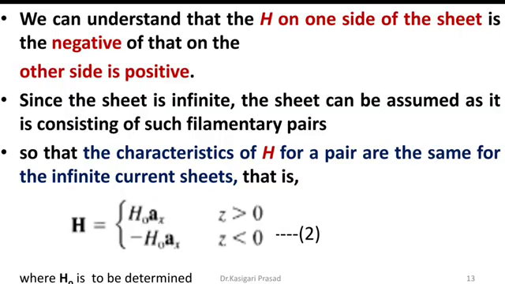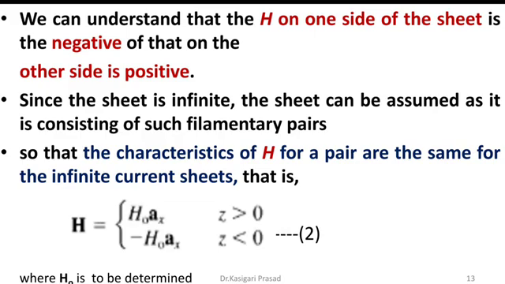Since the sheet is infinite, the sheet can be assumed as it consists of such filamentary pairs. So the characteristics of H for a pair are the same as that of an infinite current sheet. So the total magnetic field H is equal to, we take two cases now.